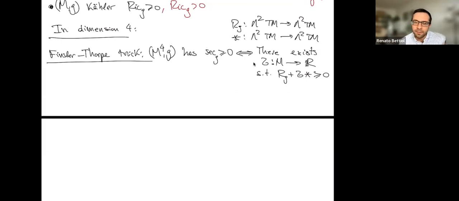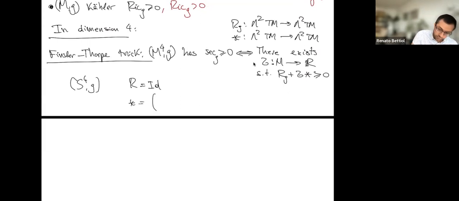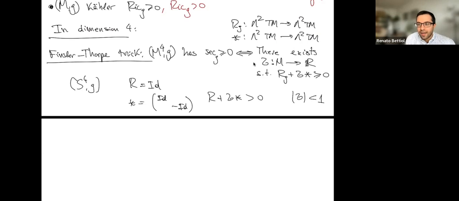Yes and no. So typically it's not unique. If you have strictly positive curvature, say you take the four-sphere with a round metric, then the curvature operator is just the identity. Hodge star has eigenvalues plus and minus 1. So in a convenient basis, this is a 3x3 block, identity, minus identity. And so in this case, if I do R plus tau Hodge star, this is positive as long as tau is less than 1, right? So any function whose value at every point is less than 1 will be fine.